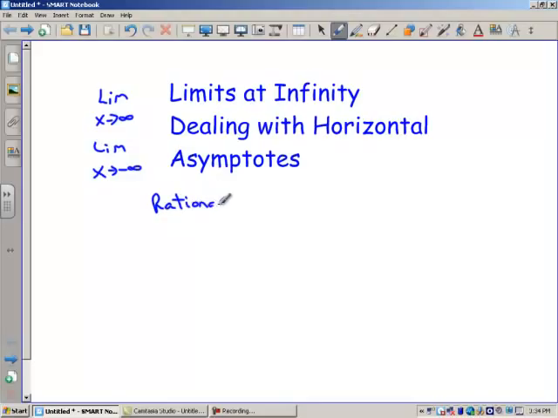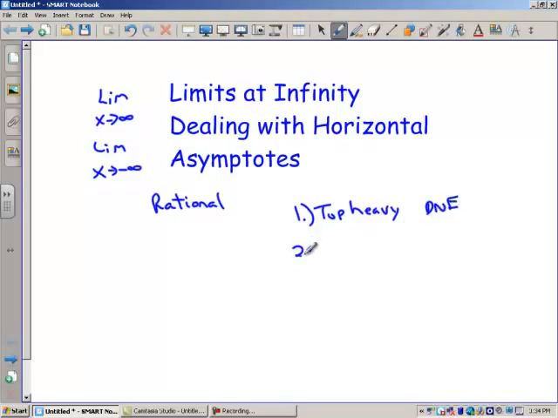If you're dealing with a rational function, is it top heavy? What I mean by that is, is the exponent on the top bigger than the exponent on the bottom, or is the degree of the top bigger than the degree of the bottom? If that is true, if it's top heavy, then the limit does not exist.